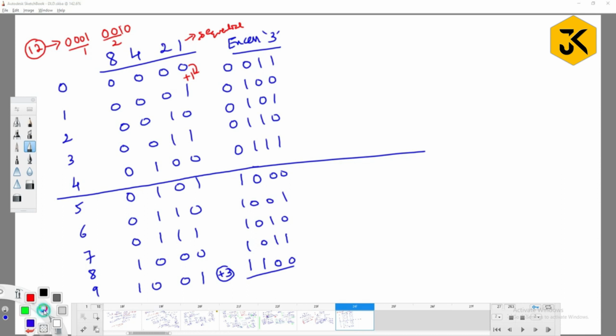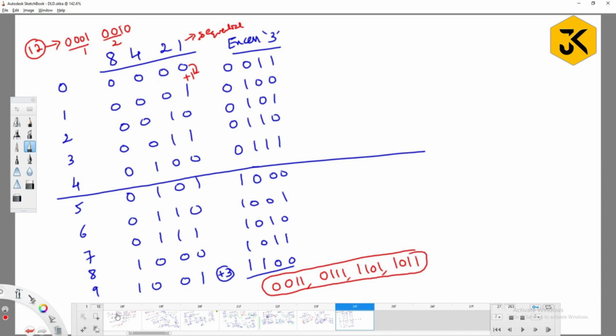If somebody asks you, for example, 0011, 0111, 1101, and 1011, which of the following is not an Excess-3 code? What is your answer?